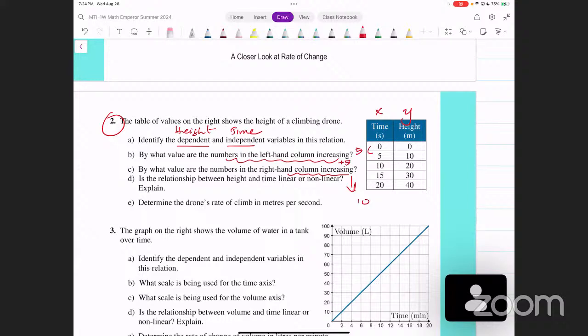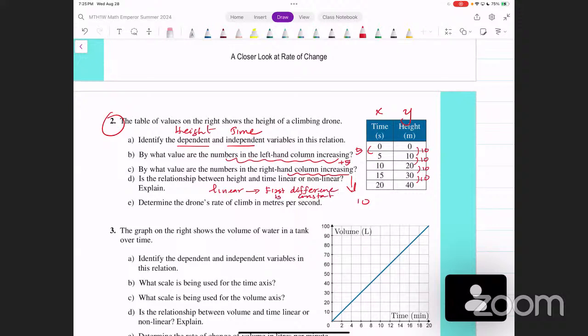Is the relationship linear or non-linear, Nishal? Non-linear? How come? Is the first difference 10 each time? 10 minus 0 is 10, 20 minus 10 is 10, 30 minus 20 is 10. So what made you think non-linear? The first difference is constant, isn't it?